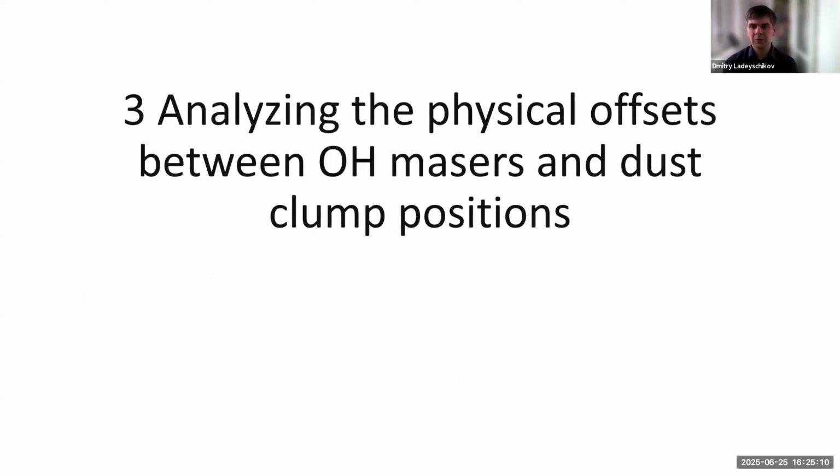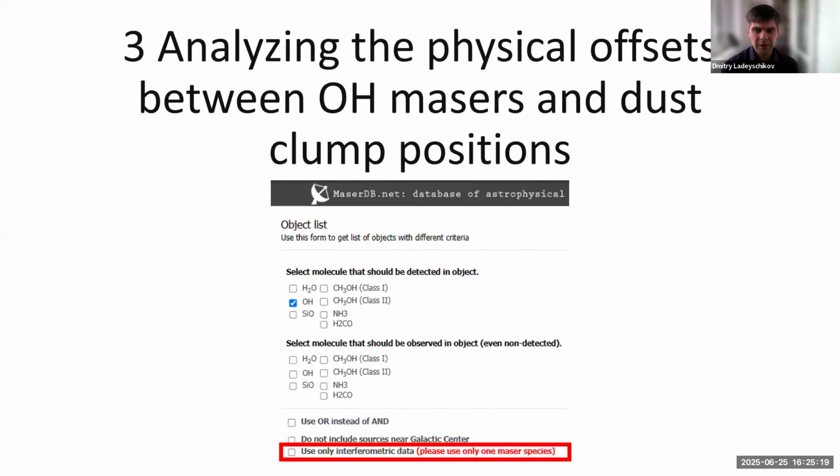The third thing we can do with MaserDB is analysis of physical offsets between OH masers and clump dust position. If you go to MaserDB, you can see a special mode that uses only interferometric data. If you check this mode, you can work with interferometric positions. No single-dish data is used in this mode, and you can study the position of masers in comparison, for example, to ATLASGAL sources.